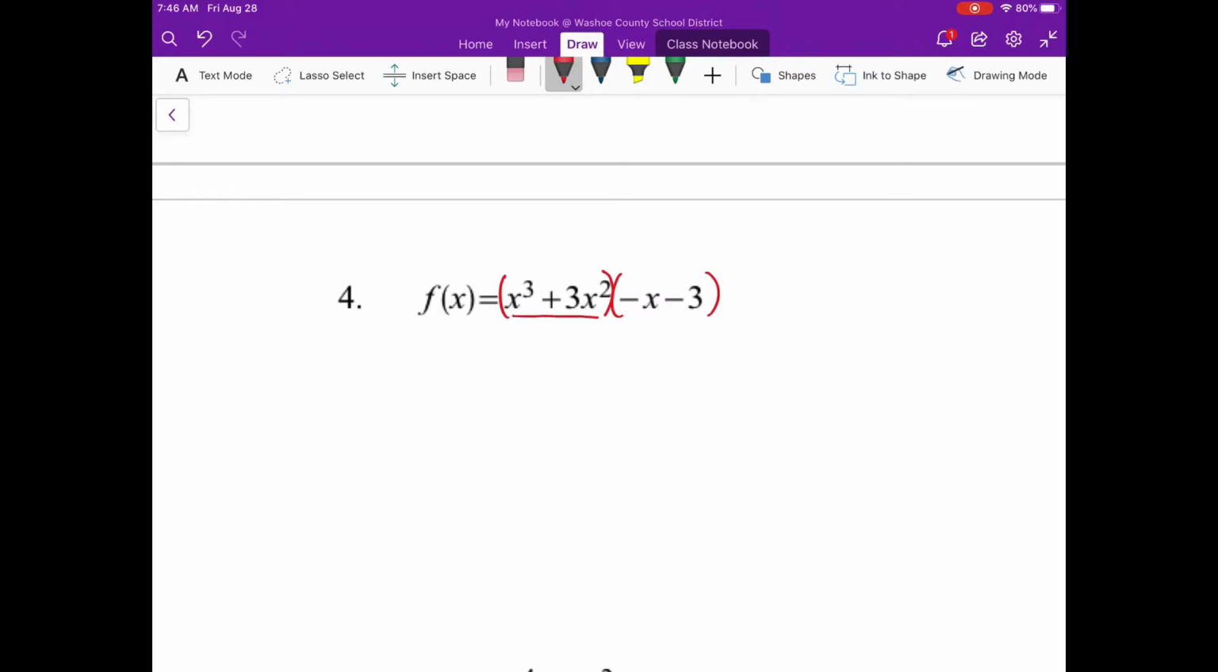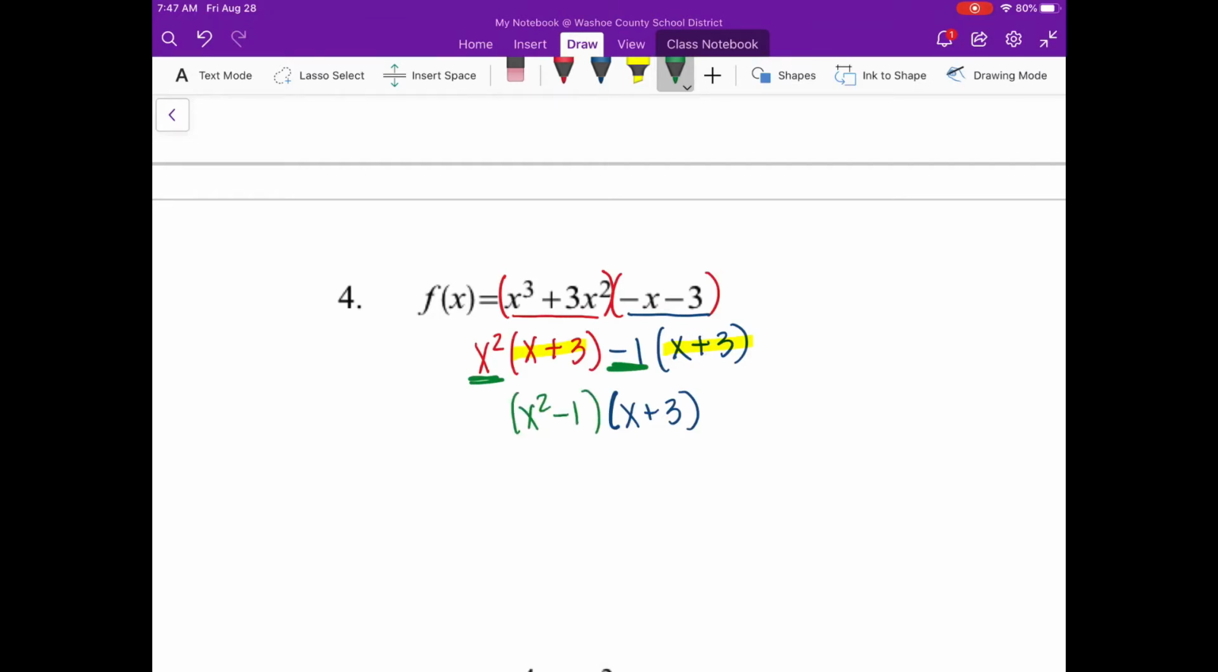So take this first part here and look for what they both have in common. So I have x squared. When I take out an x squared, I end up with x plus 3. Then I look over here. I take out a -1. That's all I can take out. When I do that, I get x plus 3 on the inside. Okay? When you factor things out, you are hoping that these terms match. That is a good sign. That alone is going to be one of your factors, x plus 3. And your other factor is going to be whatever you took out. So x squared minus 1.